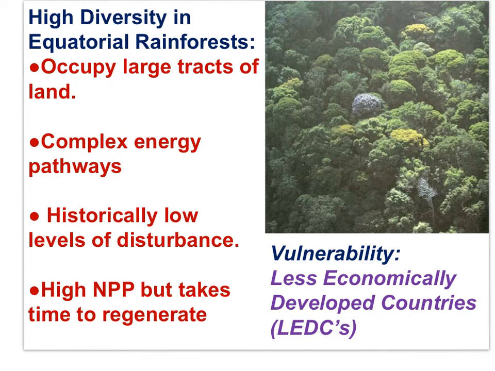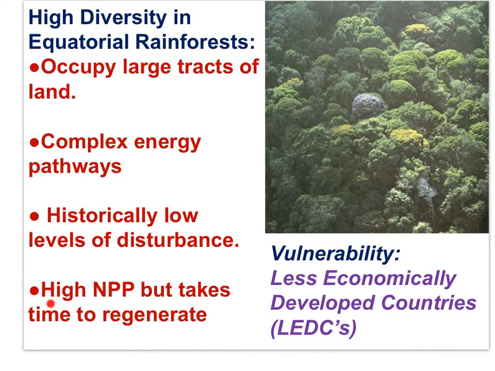Again, the high diversity of equatorial rainforests comes as a result of the large tracts of land, the complex energy pathways, complex food webs, historically low levels of disturbance, unglaciated over long periods of time, and high net primary productivity. They are vulnerable, though, because many rainforests are located in less economically developed countries where protection of the forests is weak and populations are growing rapidly.